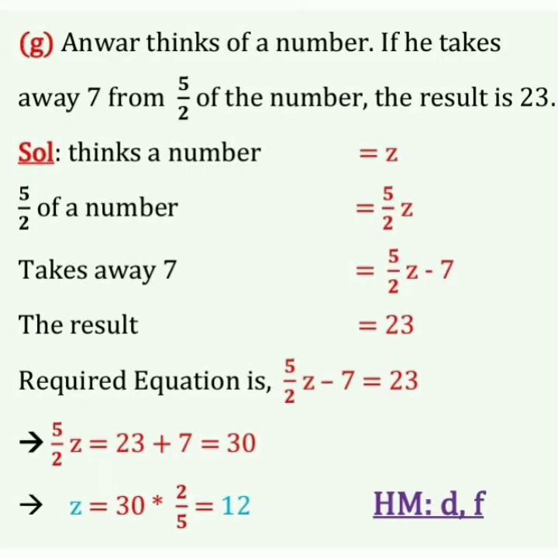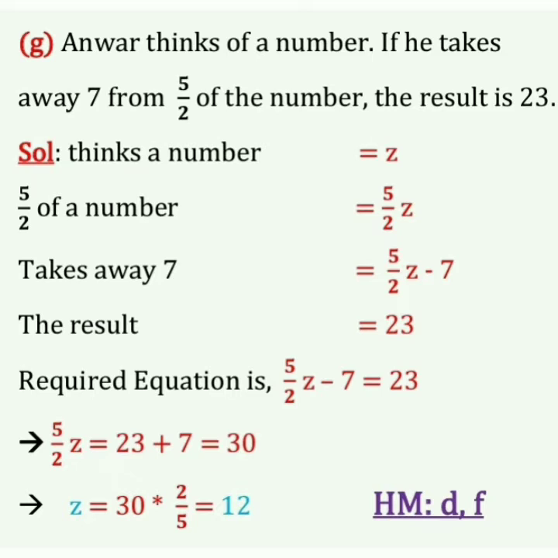Sum number G. Anwar thinks of a number. If he takes away 7 from 5 by 2 of the number, the result is 23. Solution. Suppose the number Anwar thinks of is equal to z. Now 5 by 2 of a number is equal to 5 upon 2 into z. Takes away 7 is equal to 5 by 2z minus 7. What's the result? 23 is remaining. So the required equation is 5 upon 2z minus 7 is equal to 23.